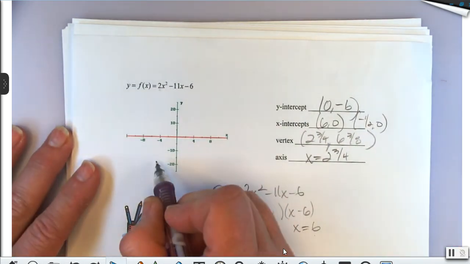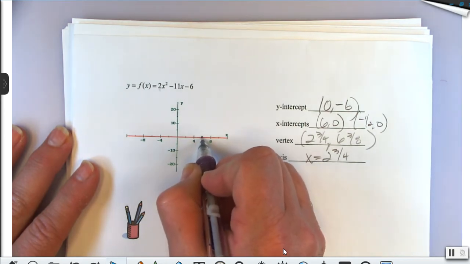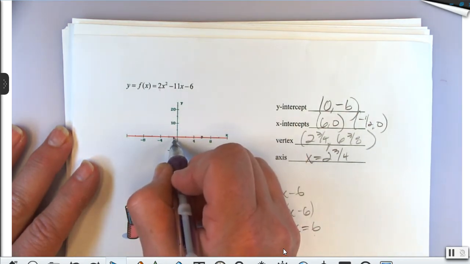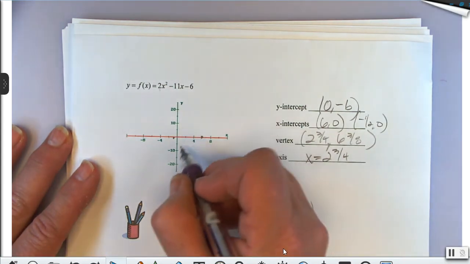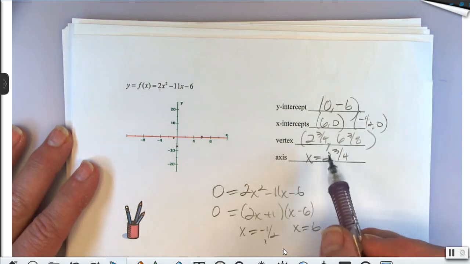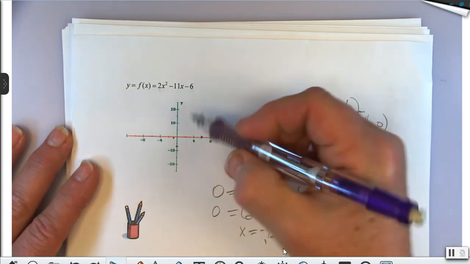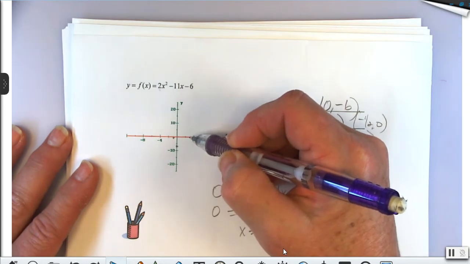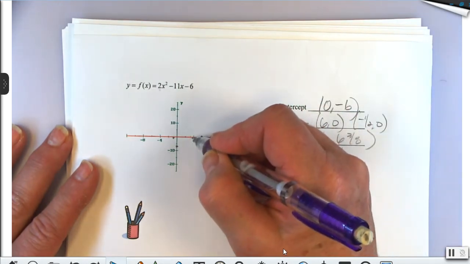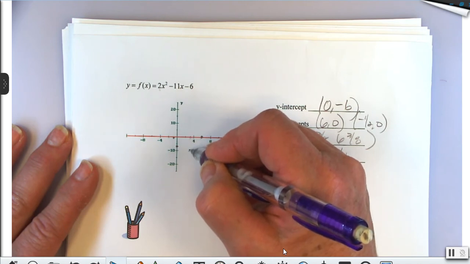So let's see what we can graph here. I have x-intercepts at (6, 0) and (negative 1/2, 0). I have a y-intercept at (0, negative 6), so we have to kind of estimate there. Now my vertex is at 2 3/4. So let's see, there's 2, that would probably be 3. I'm just going to do it just shy of that. And a little bit below where my y-intercept is.